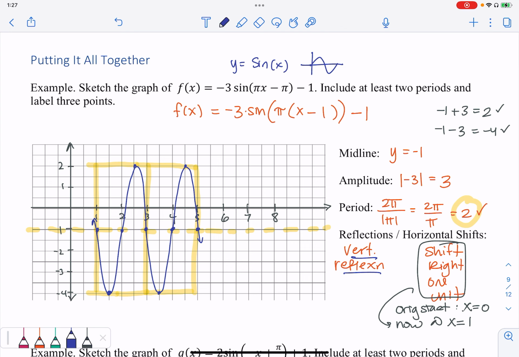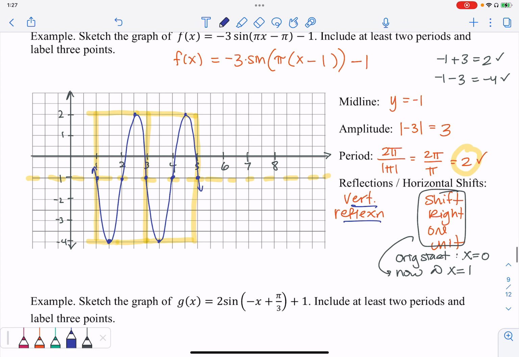All right, and then labeling 3 key points. So this one looks kind of nice. I can see it's 2.5 because it's in between 2 and 3, the height of 2. And then let's see, I have this one, which would be 5 comma negative 1. Make sure that negative is shown up there. And then maybe this one down here, 3.5 comma negative 4. Okay.